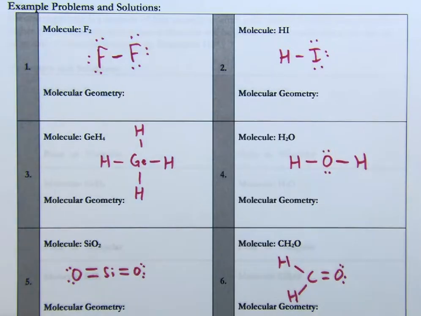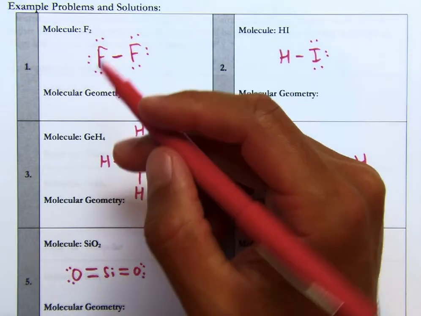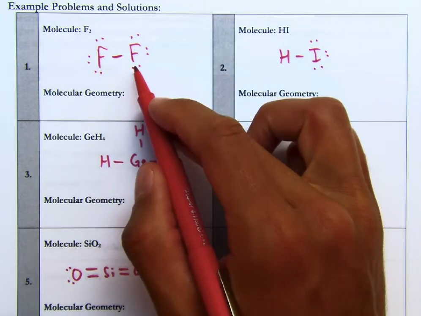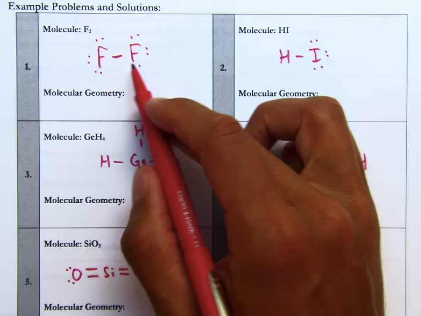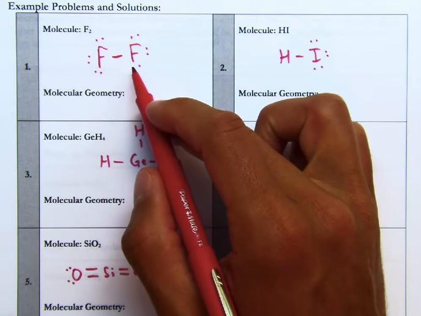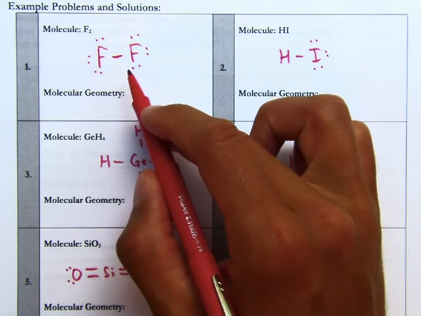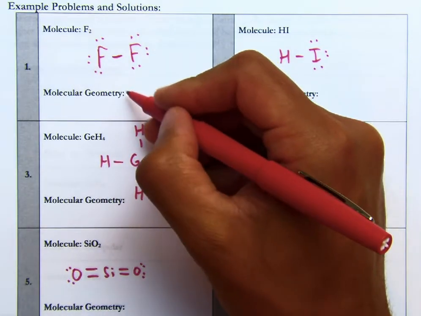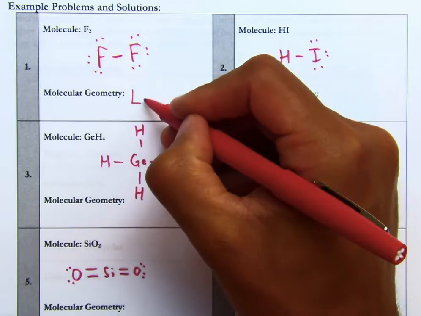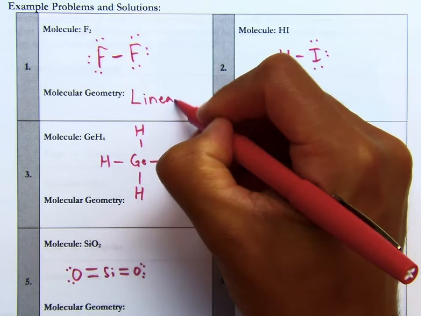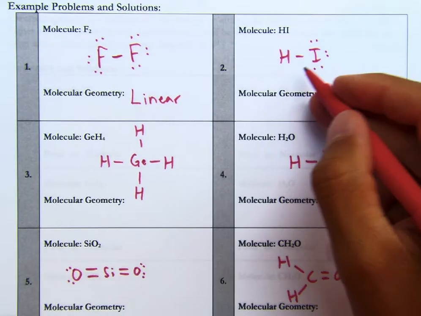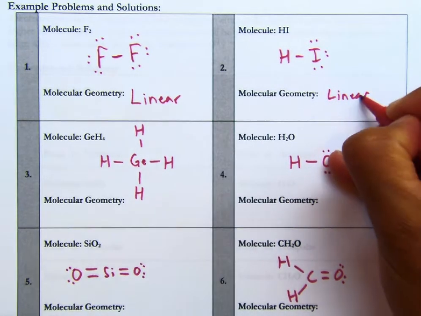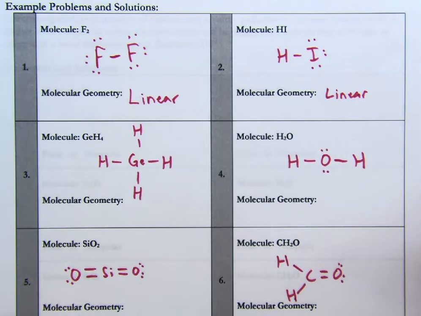Okay, well, you always focus on the central atom. And in a molecule like this, there are only two atoms. So there is no central atom. There are just two things connected to each other. And if you have two things connected to each other, they have to form a straight line. So if it's just two things, the shape has to be linear. Same thing with here. You just have two things, so it has to be linear. They're just connected by a bond, straight line.